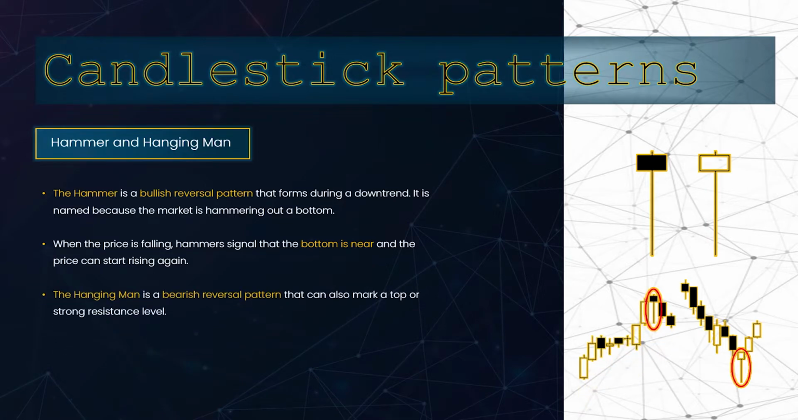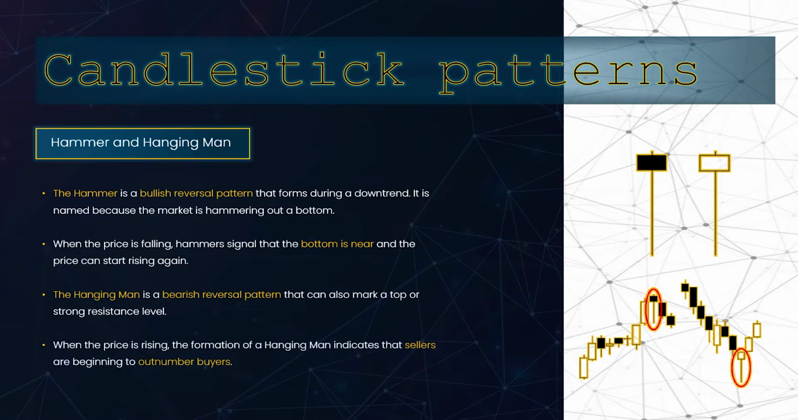The hanging man is a bearish reversal pattern that can also mark a top or a strong resistance level. When the price is rising, the formation of a hanging man indicates that sellers are beginning to outnumber the buyers. The long lower shadow shows that sellers pushed price lower during the session. Buyers were able to push price back up some, but only near the open. This should set off some alarms, since this tells us that there are no buyers left to provide the necessary momentum to keep raising the price.